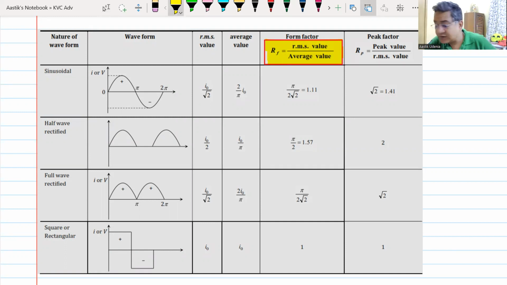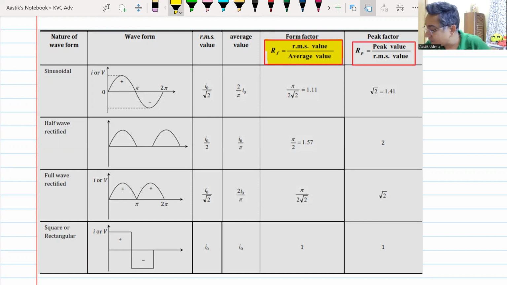RMS to the average over one half cycle. Remember, RMS to the average over one half cycle, because for one complete cycle the average is 0, so you cannot divide something by 0. So it is the half cycle. RMS divided by the average value for the half cycle, and the peak factor is the peak value divided by the RMS value.